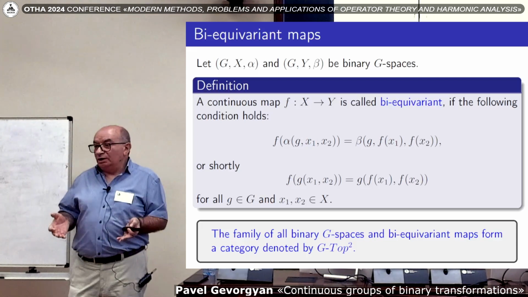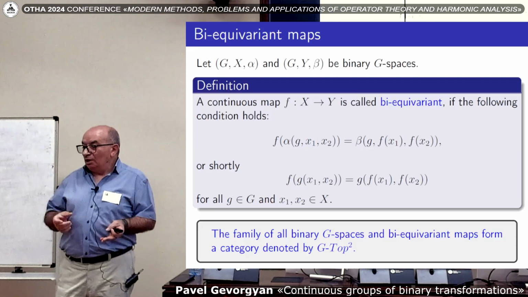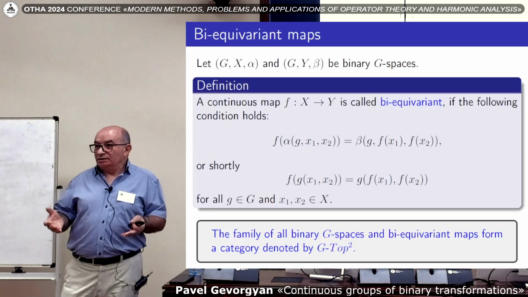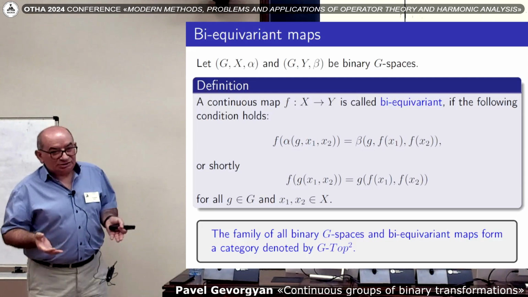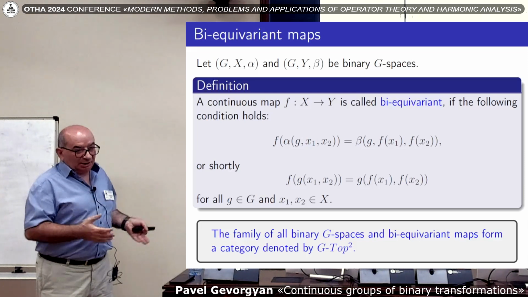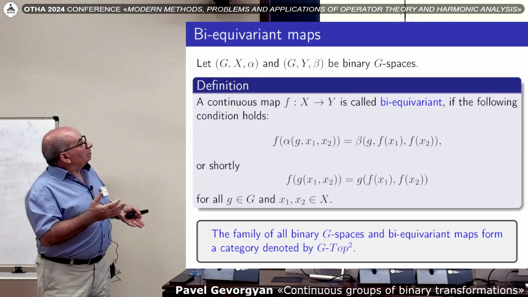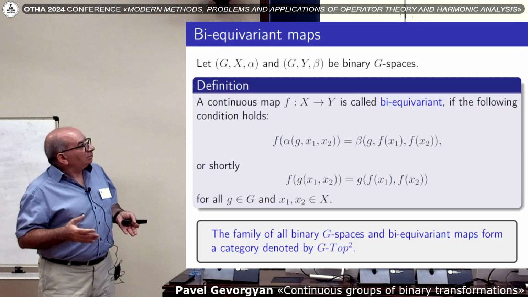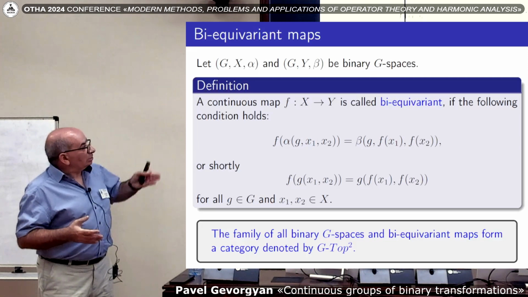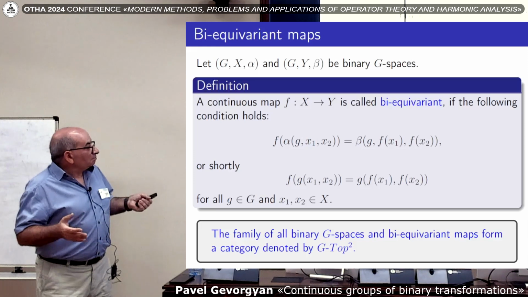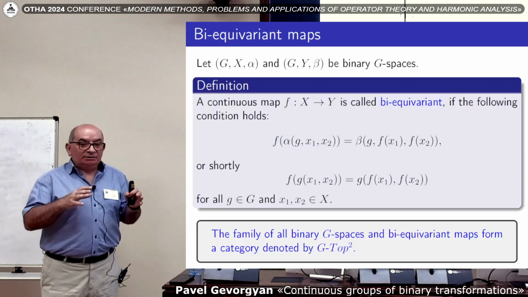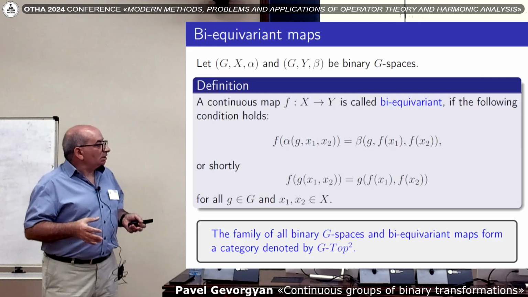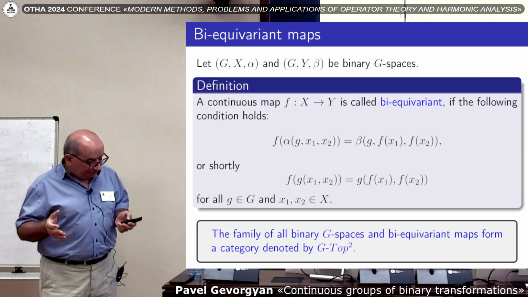Now we need to define morphisms between binary G spaces. Let X and Y be binary G spaces with binary actions alpha and beta, respectively. Then a continuous map F from X to Y is called bi-equivariant if the following condition holds. The family of all binary G spaces and bi-equivariant maps forms a category which we denote by G top 2.